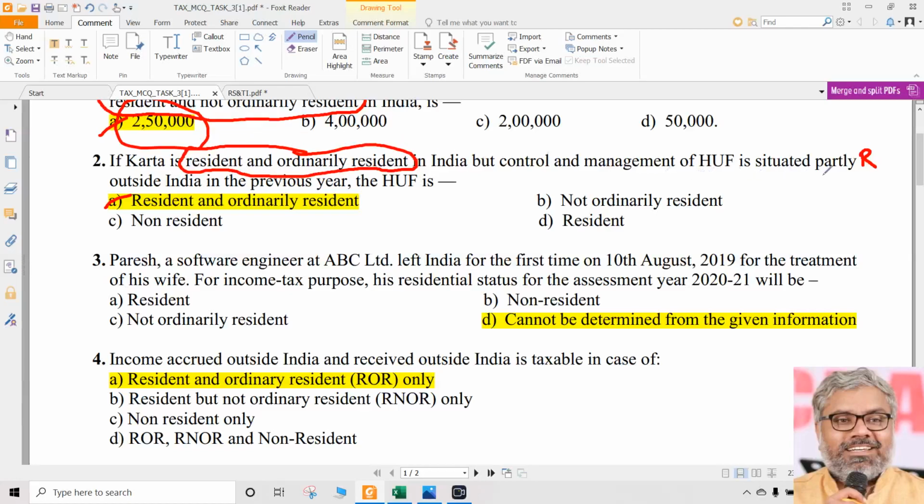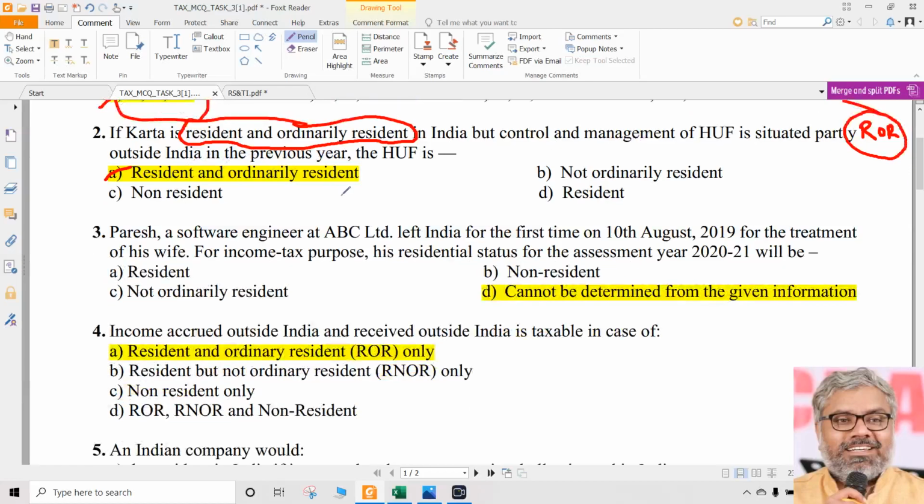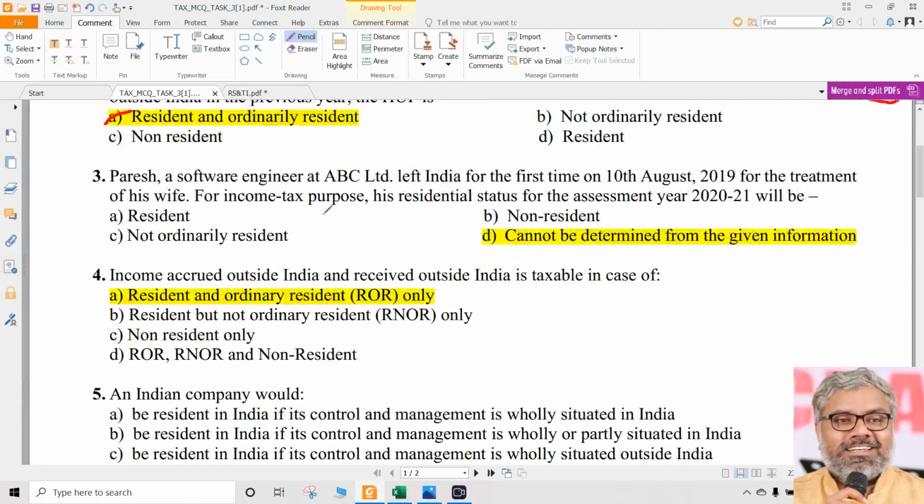So definitely when he is ROR, the HUF also will be ROR. Once again, not always. Because the HUF is basically resident, we are checking Karta's additional conditions. If HUF itself is non-resident, Karta's residential status does not have any impact on HUF's residential status. In this case, the residential status of HUF is ROR. That's the answer A for the second question.